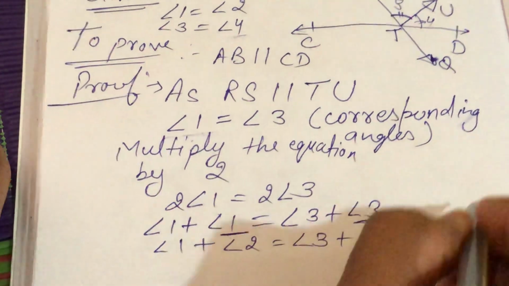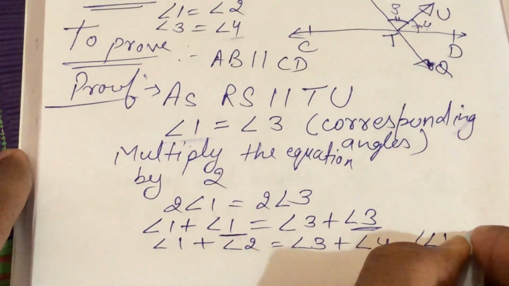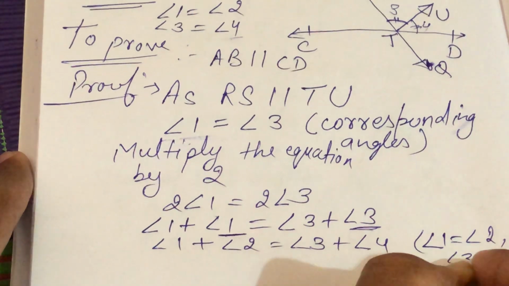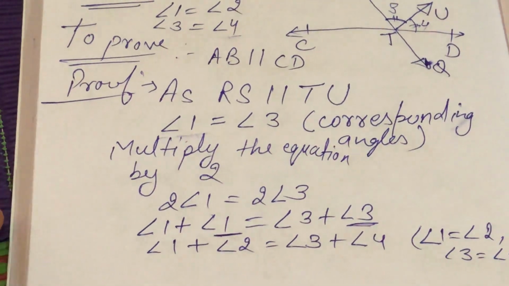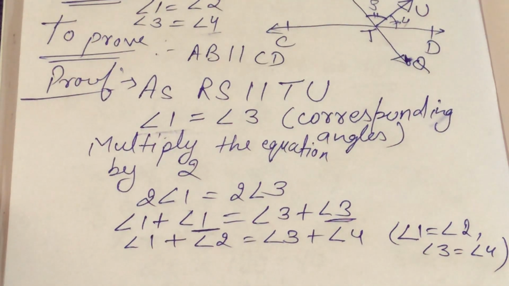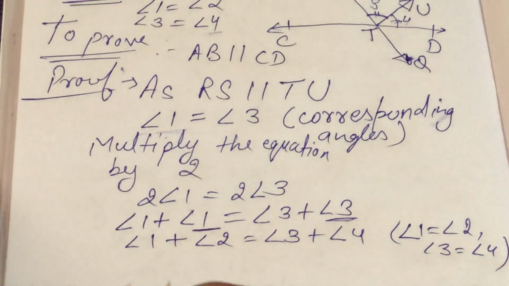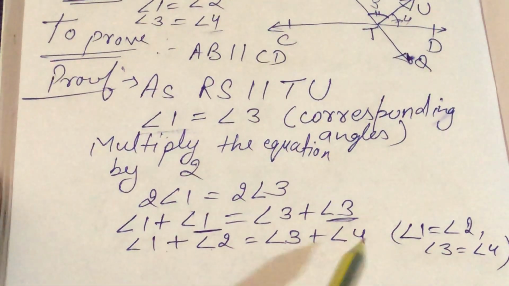This we are getting. Why? Because angle 1 equals angle 2, it is given. Angle 3 equals angle 4, it is also given. That's why we are getting this: angle 1 plus angle 2 equals angle 3 plus angle 4.